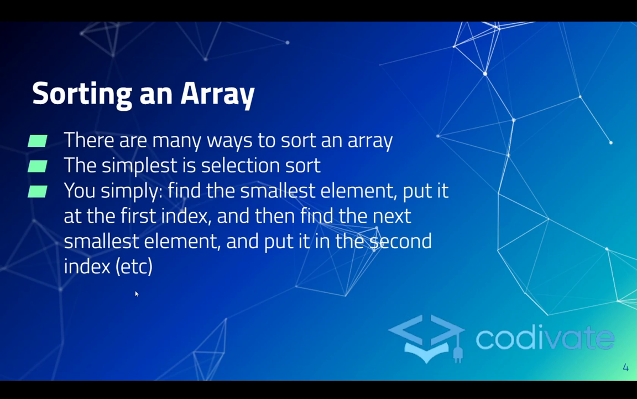One thing that's important to know with arrays is sorting an array. There are a lot of ways to sort an array. The simplest way, in my opinion, is selection sort. The way you think about it is you just find, okay, what's the smallest element? Okay, it's that one. Put that one at the front. What's the second smallest element? It's that one. Put that one second. And then you keep going for the third and the fourth and the fifth all the way to the end. And then it's in order.